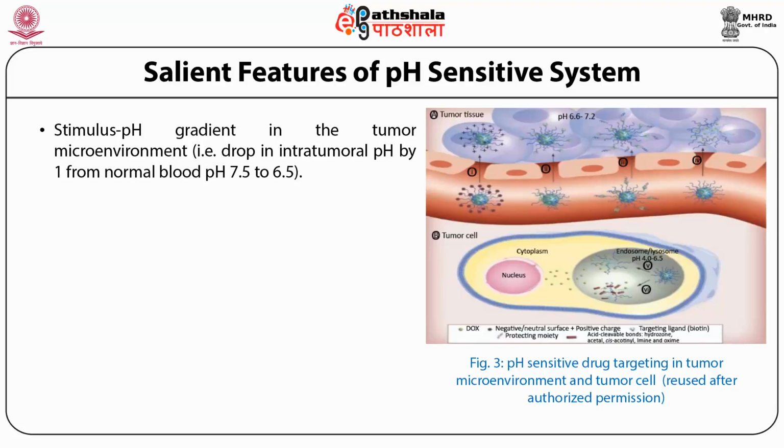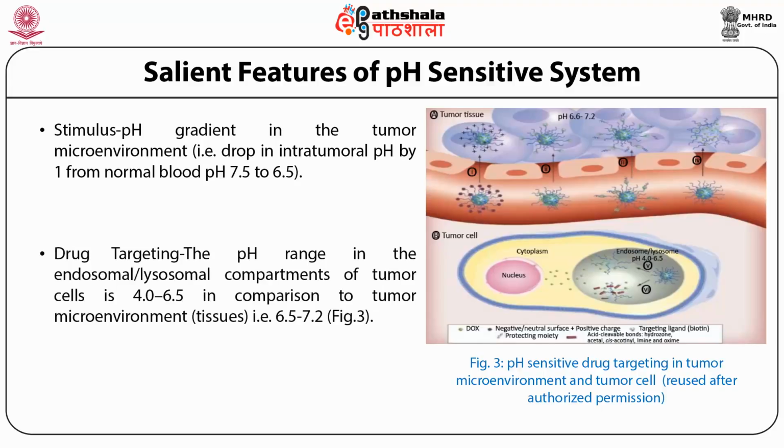Such systems have been designed in a way to exploit the pH gradient in the tumor microenvironment. That is the drop of the intra-tumor pH by 1 from the normal blood pH 7.5 to 6.5. The pH range of the tumor microenvironment is about 6.5 to 7.2, whereas in case of the endosomal or lysosomal compartment, the pH range is about 4 to 6.5 respectively, in comparison to the normal tissues.